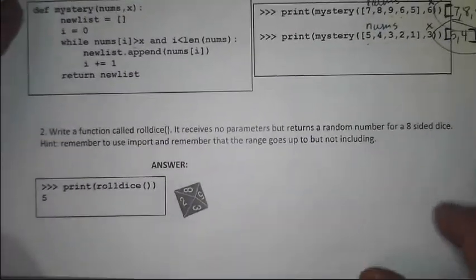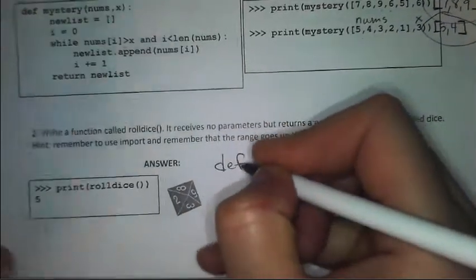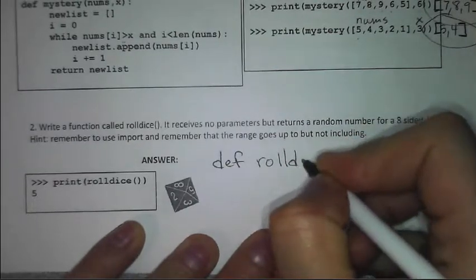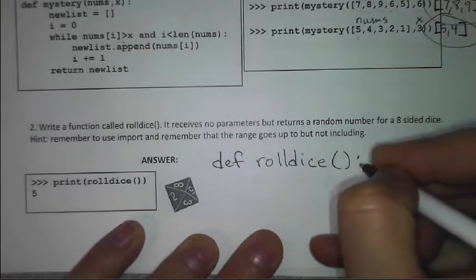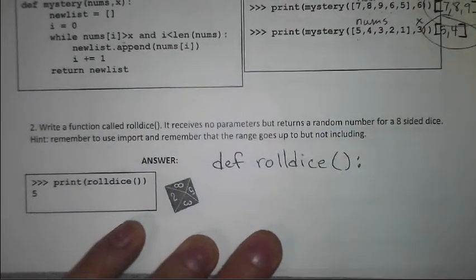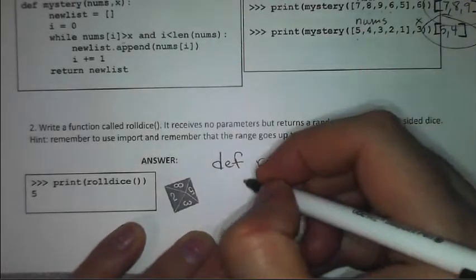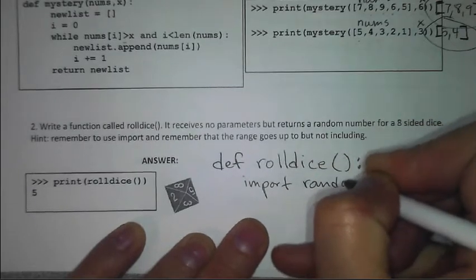All right. This function is almost exactly the same. Same name. Roll dice. No parameters. This time it's an 8-sided dice. So import random.